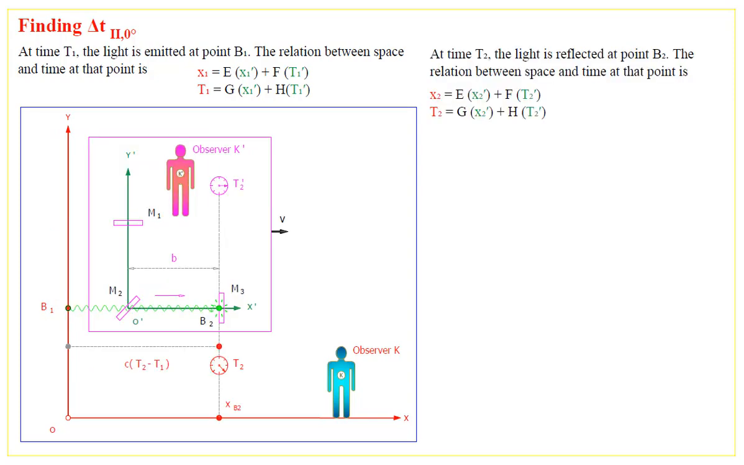At time t1, the light is emitted at point B1. The relation between space and time at that point is.